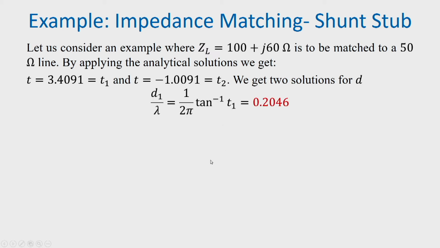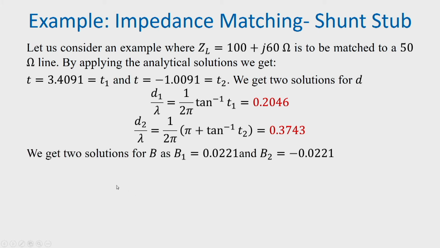We get two solutions for D. In fact, d1 by lambda comes out to be 0.2046 and d2 by lambda is 0.3743. Similarly, we get two solutions for B. B1 is 0.0221 and B2 is minus 0.0221.